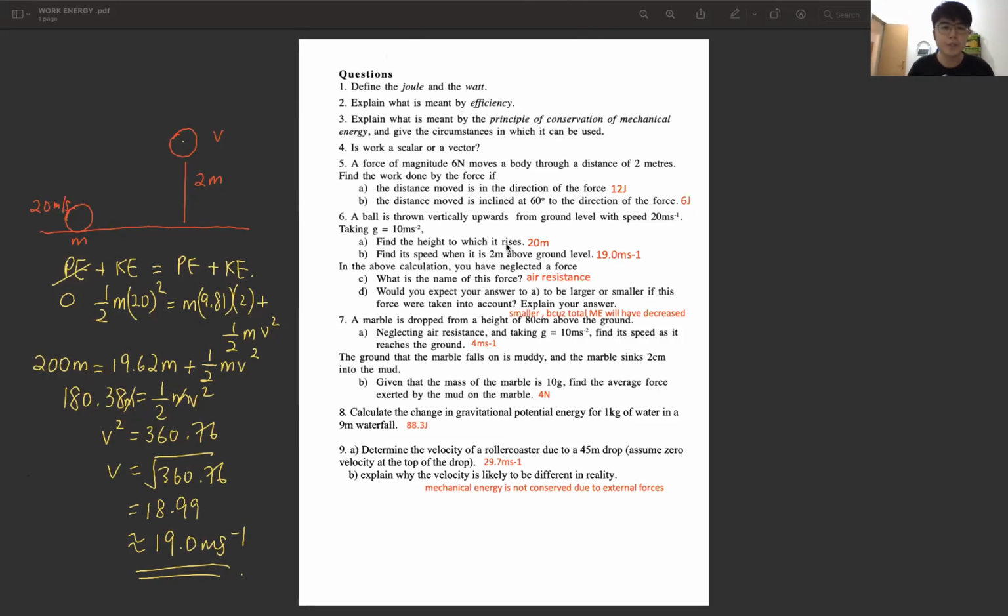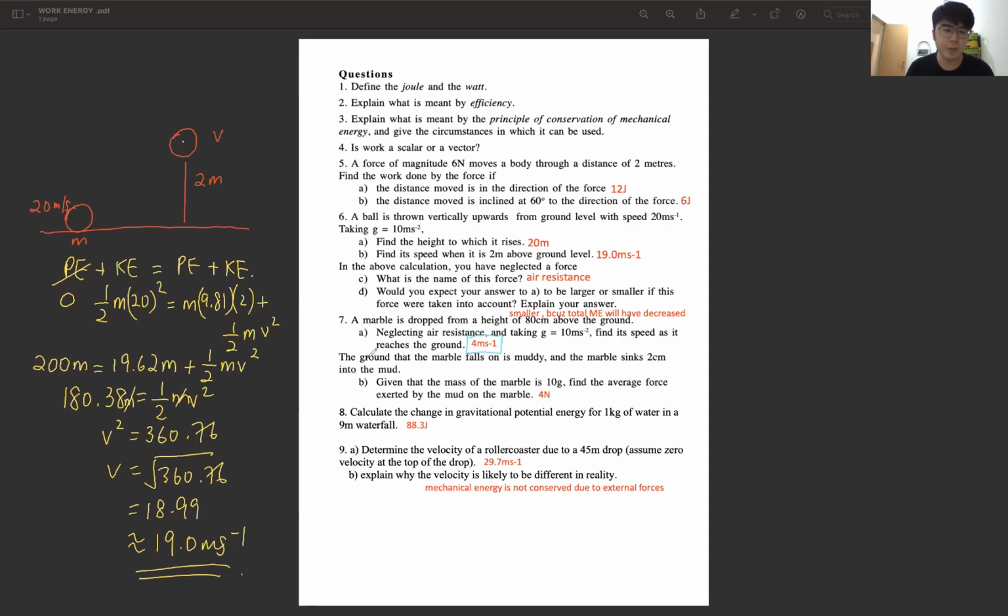Next one is question 7b. Okay, a marble is dropped from a height of 80 cm above the ground. Find its speed as it reaches the ground. Okay, when I drop it, initial u is 0, right? So to find the speed just before it hits the ground, you have to use the SUVAT equation, v equals u plus at. We are not going to go through that one. You already know how to find it, so you should be able to get 4 meters per second just before it hits the ground.